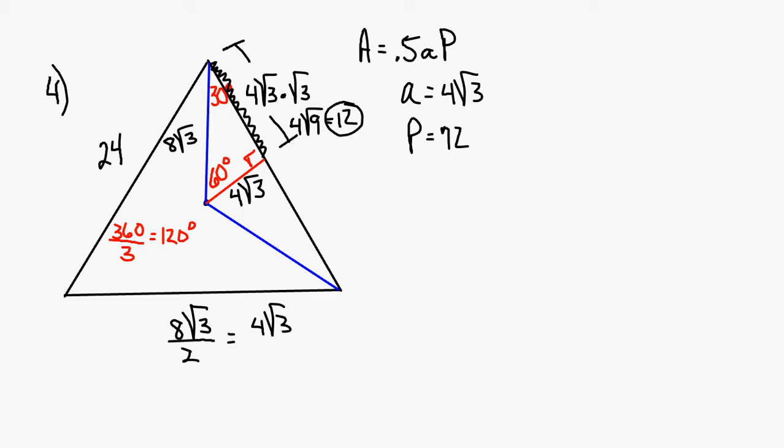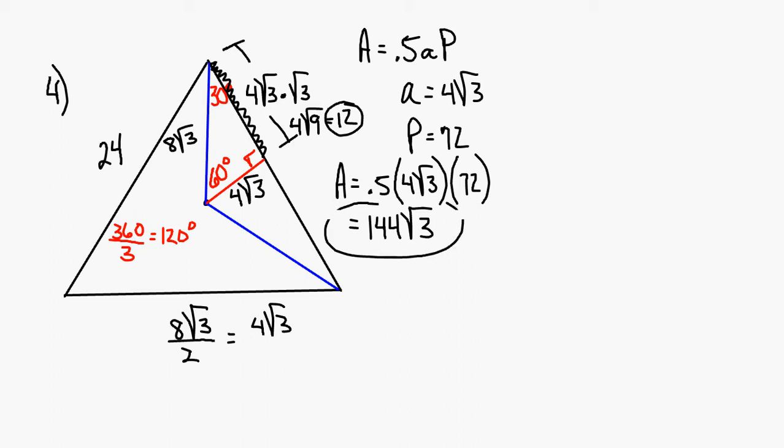You're asked to leave your answer in simplest radical form, so you're just going to leave it as radical 3. The area equals 0.5 times 4 square root of 3 times 72. If you multiply the 3 numbers outside the radical, 0.5 times 4 times 72 is 144. So the area is 144 times the square root of 3. That is your simplest radical form.